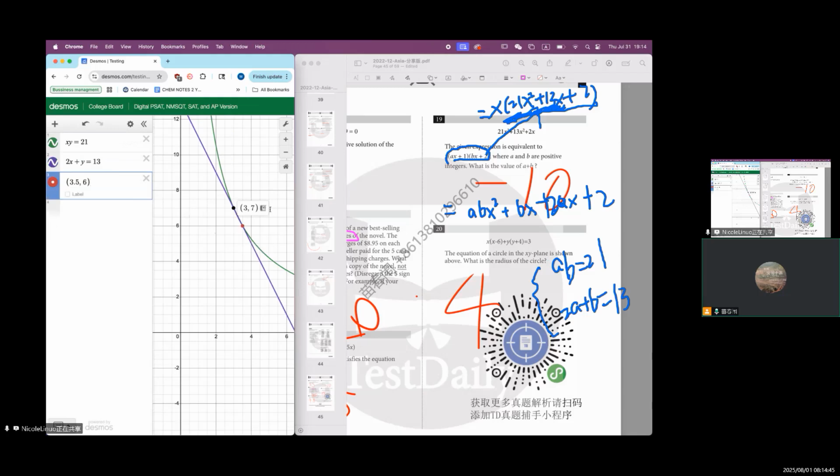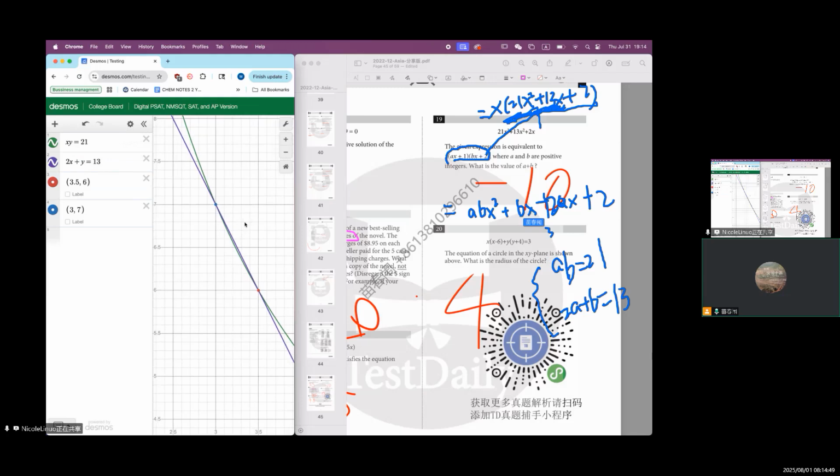This is what it was originally meant to be: try out. Just use 3, because they also tell you it's an integer. You don't have to do that. 3 times 7, right? So you use 3 times positive 7.